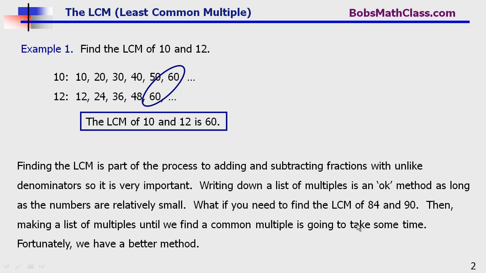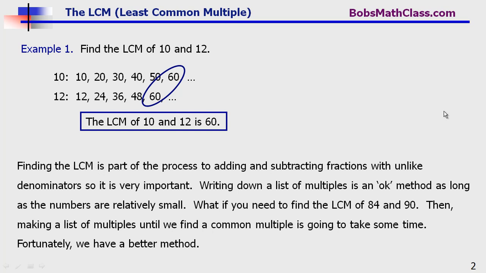So writing down a list of multiples, doing what we did, that's okay. It works. We found the lowest common multiple for 10 and 12. But what if the numbers are large? Writing down a list of multiples is an okay method as long as the numbers are relatively small. But what if we need to find the LCM of 84 and 90? Then making a list of multiples until we find a common multiple is going to take some time.